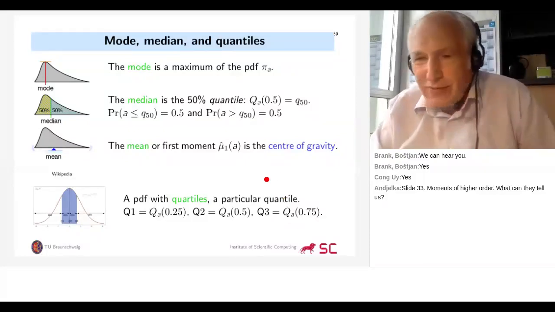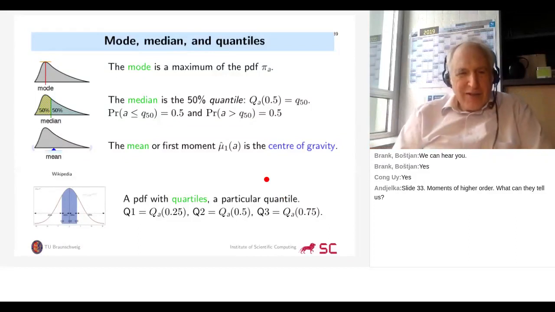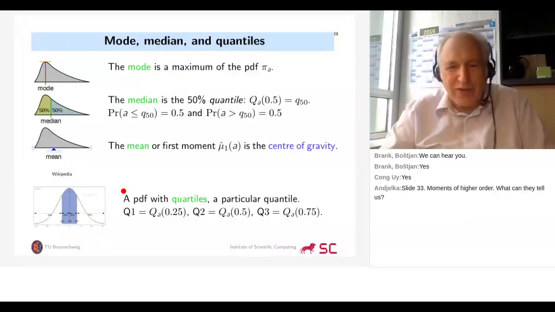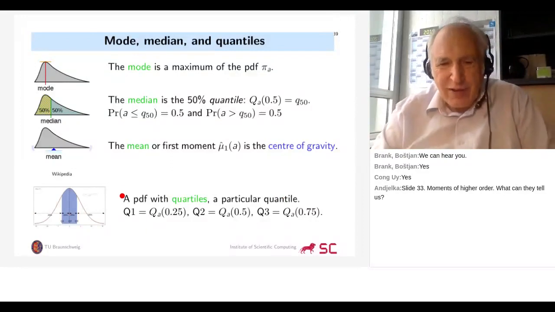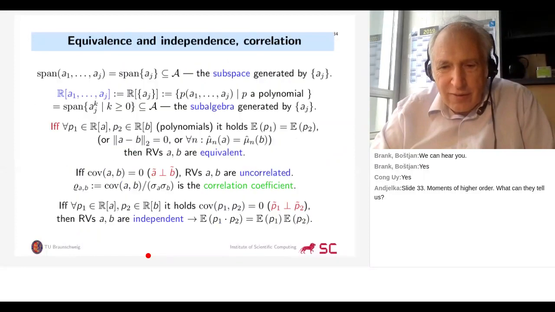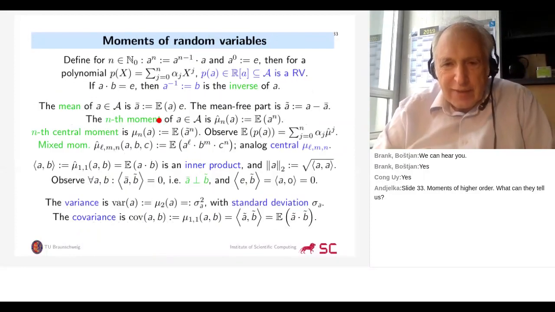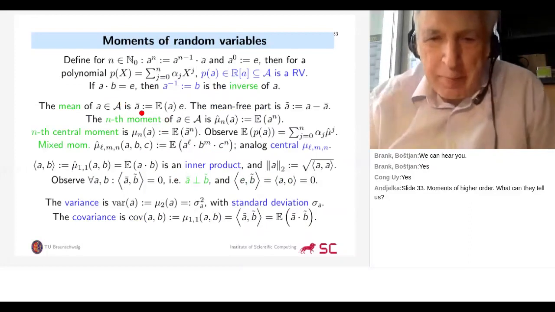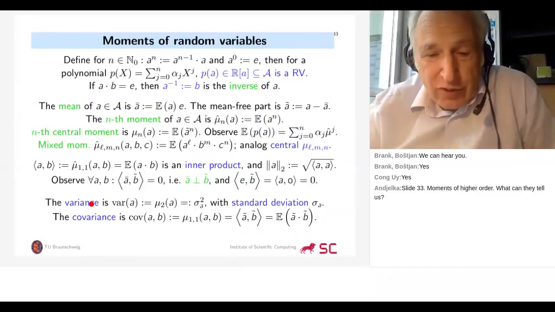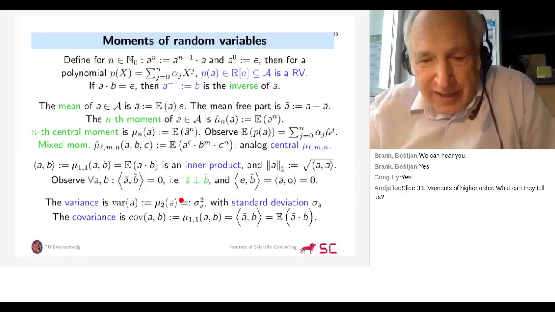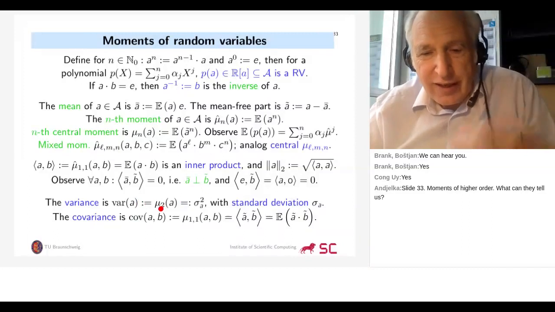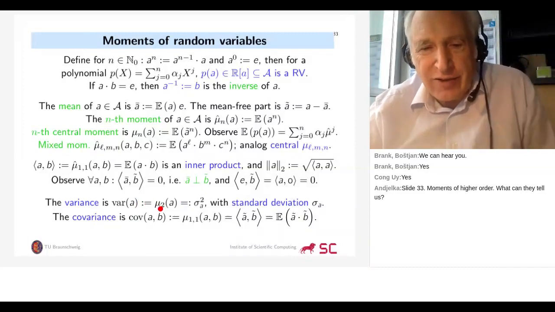I think I've gone 5 or 6 minutes over time, so that may be moments of higher order. Angelica asked what moments of higher order can tell us. Let me go right away to slide 33. The first place where they're going to be used is the variance, that's the second moment of the mean-free part. They are there to characterize the random variable.